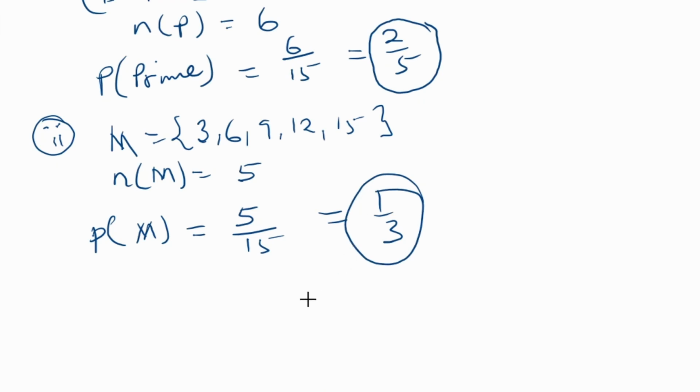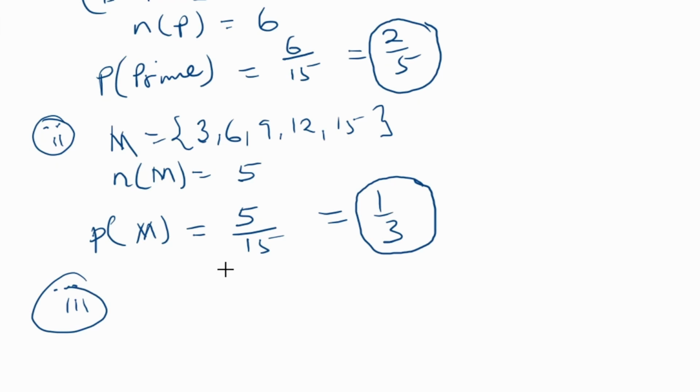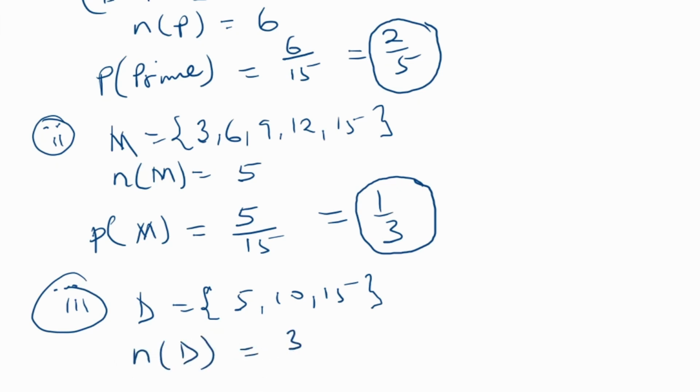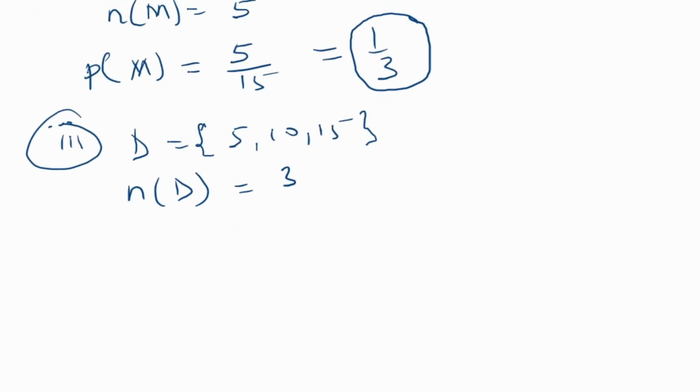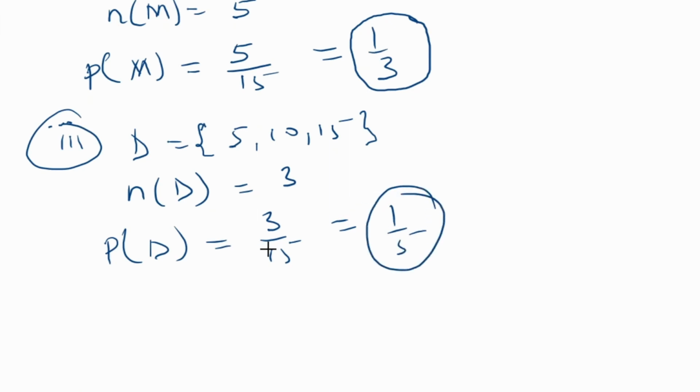Then let's get to the last part of this question, which is to find the numbers that are divisible by 5. Let me call that D, and that is going to be 5, 10, and 15. The total number of values is 3. So the probability is going to be 3 over 15, which gives us 1/5. So that is the probability. Then let's quickly get to the B part of the question.